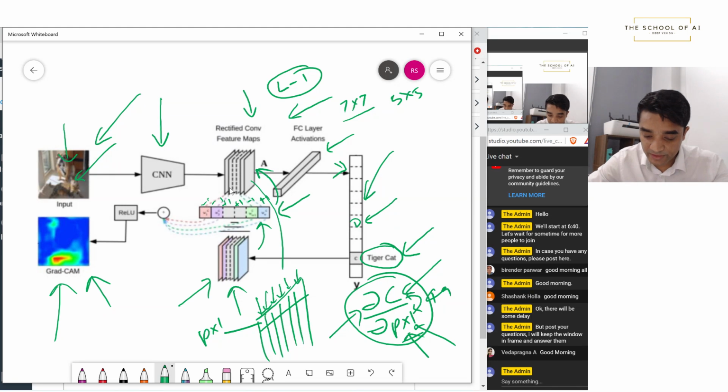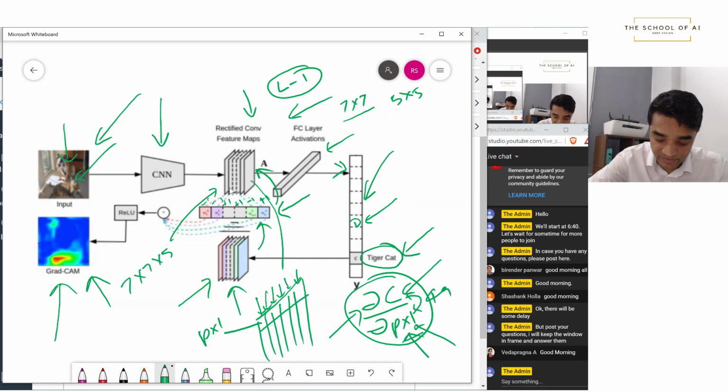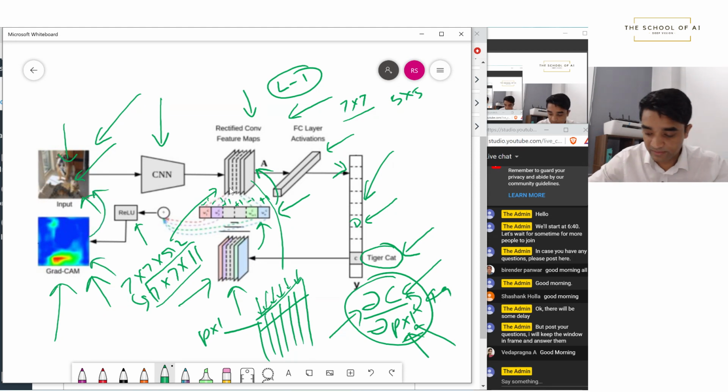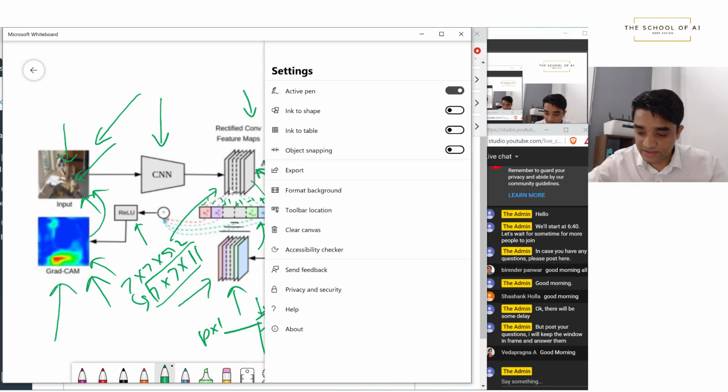But if they're negatively correlated, they're going to be suppressed. They're going to be multiplied with a negative number, and then we take a gap. Then we do an addition, which means we convert 7 cross 7 cross 512 into 7 cross 7 cross 1. After that we do ReLU, and once we perform ReLU, we get only the positive pixels which are linked to our prediction for tiger cat. That is what we call a heat map, and that is what we overlay on top of our image. So that was the overall algorithm which we looked at in the last session.